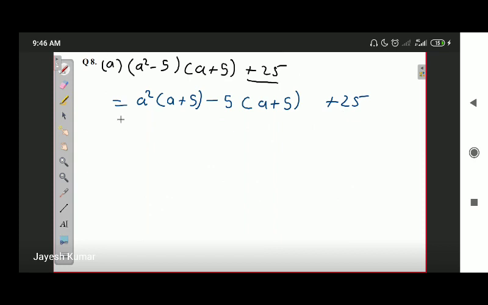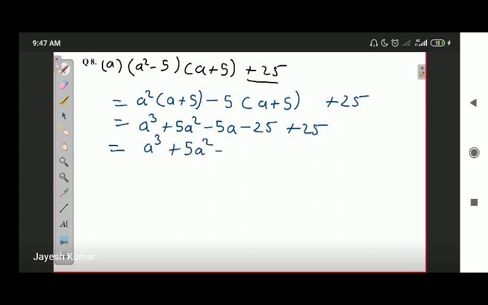So now a square into a is a cube. A square into 5 is 5a square. Minus 5 into a is minus 5a. Minus 5 into 5 is minus 25. Plus 25. So minus 25 plus 25 becomes 0. The final answer is a cube plus 5a square minus 5a.